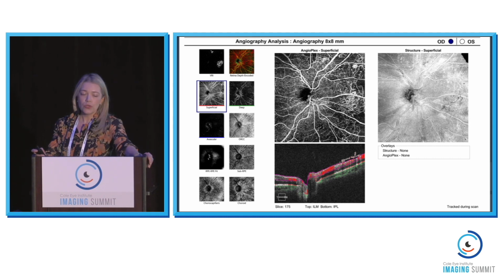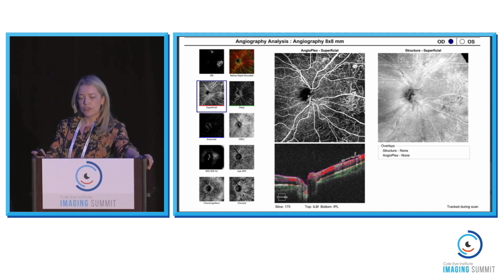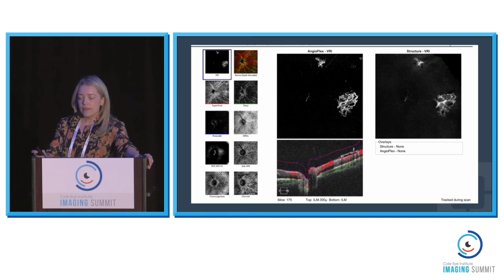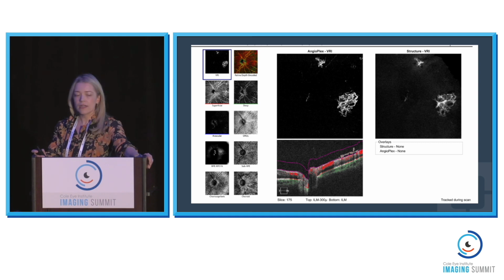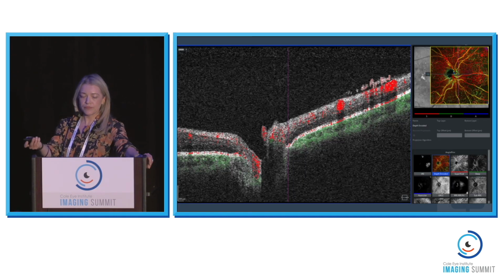And as you know, you can image other areas as well. This is 8x8 focused on the optic nerve. And I find that in clinic, I'm not a big fan of the vitreoretinal interface because I think it's harder to assess, but you can immediately look and see the areas of neovascularization.